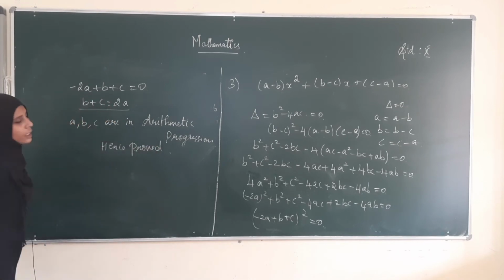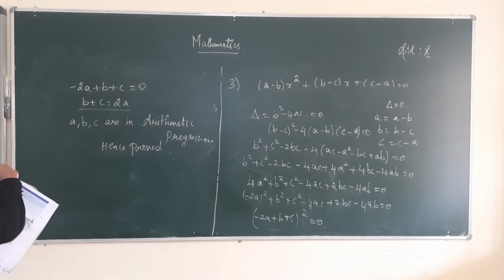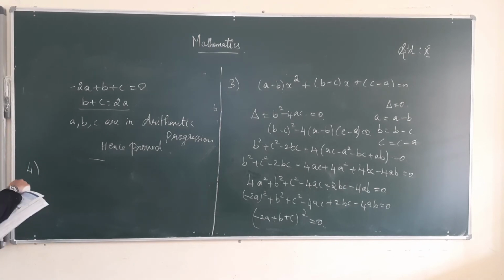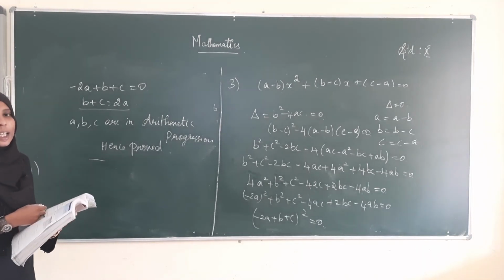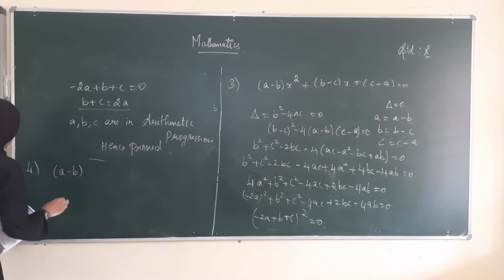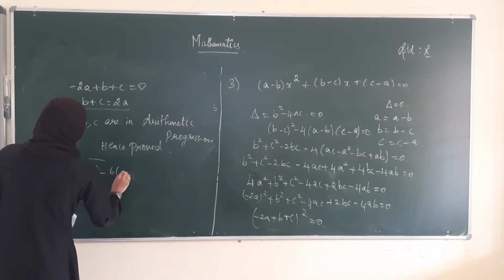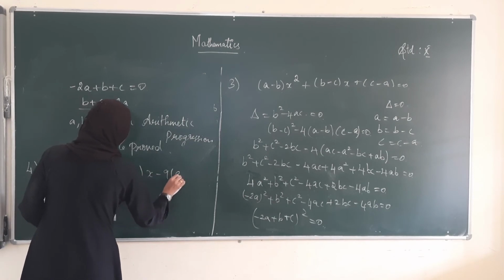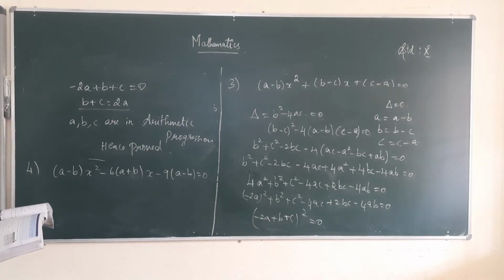We have completed the third sum. Now we are moving on to the fourth sum. What's the fourth sum they have given? If A and B are real, then show that the roots of the given equation are real and unequal. The given equation is (A minus B) x squared minus 6 (A plus B) x minus 9 (A minus B) equal to 0. We have to prove that the roots of the equation are real and unequal.